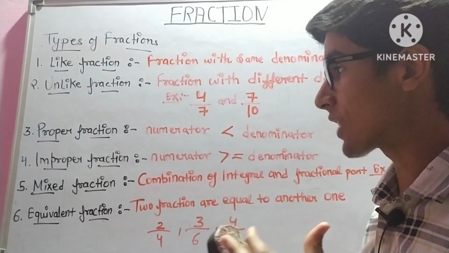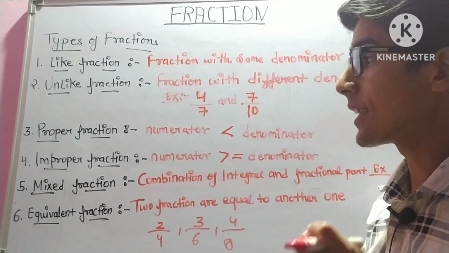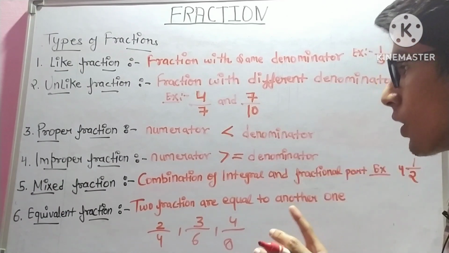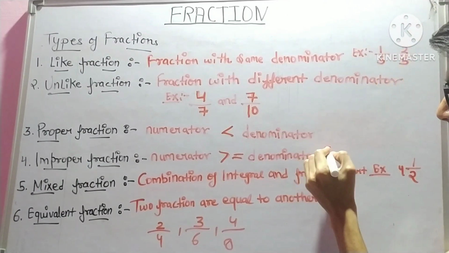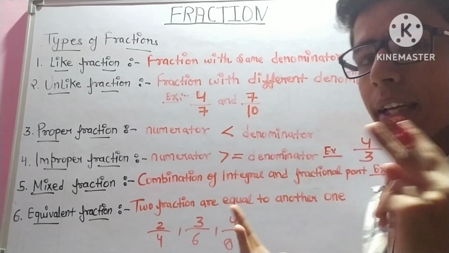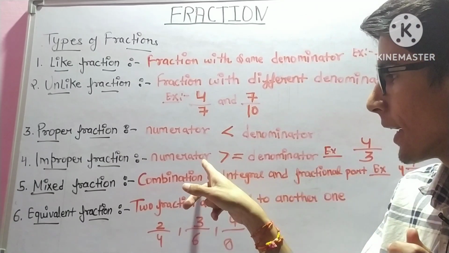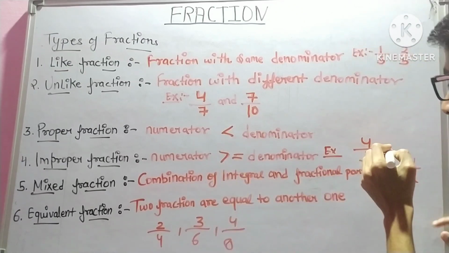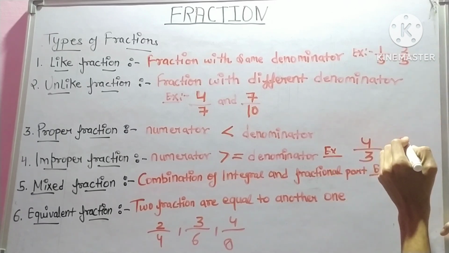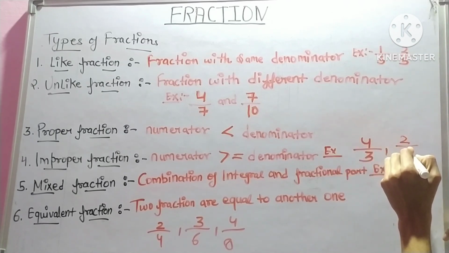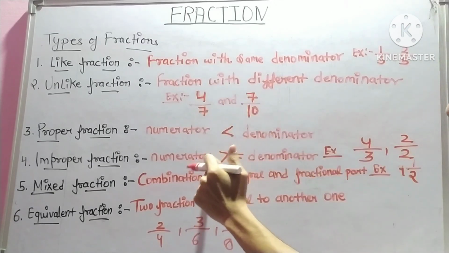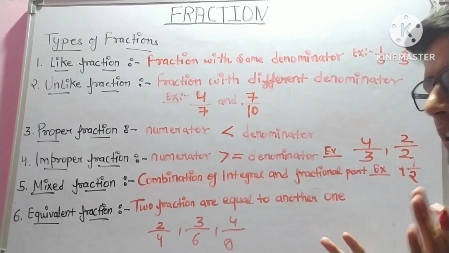Moving on with the next, the fourth type is the improper fraction. When the numerator is greater than or equal to the denominator, two cases are formed. When the numerator is greater, and when the numerator is equal to the denominator. In this fraction the numerator is greater and in this fraction the numerator is equal. Both of these are improper fractions, when the numerator is greater than or equal to the denominator.